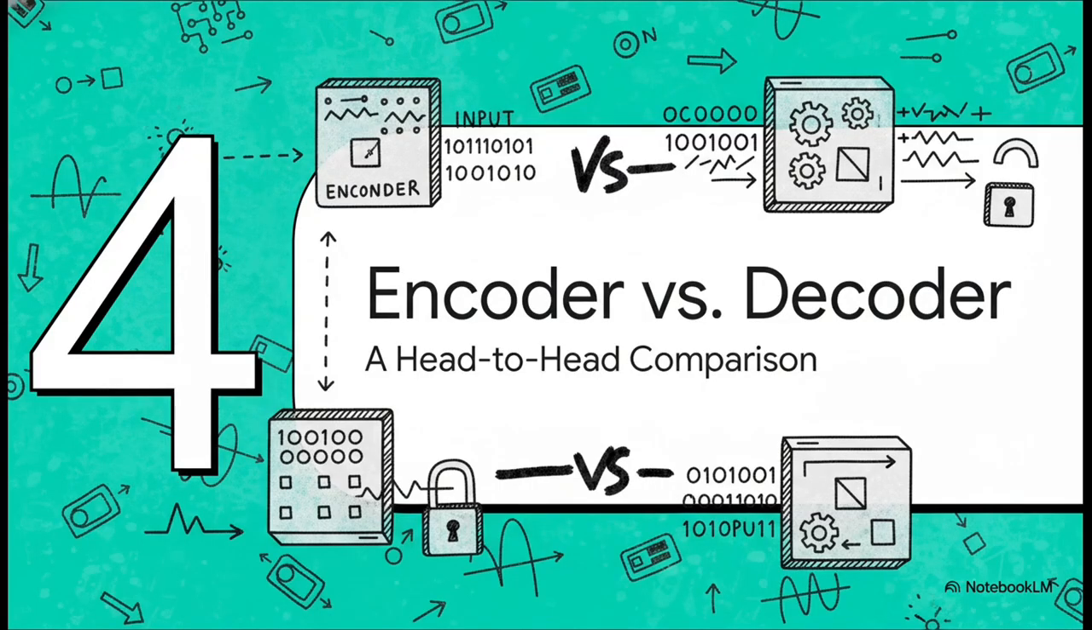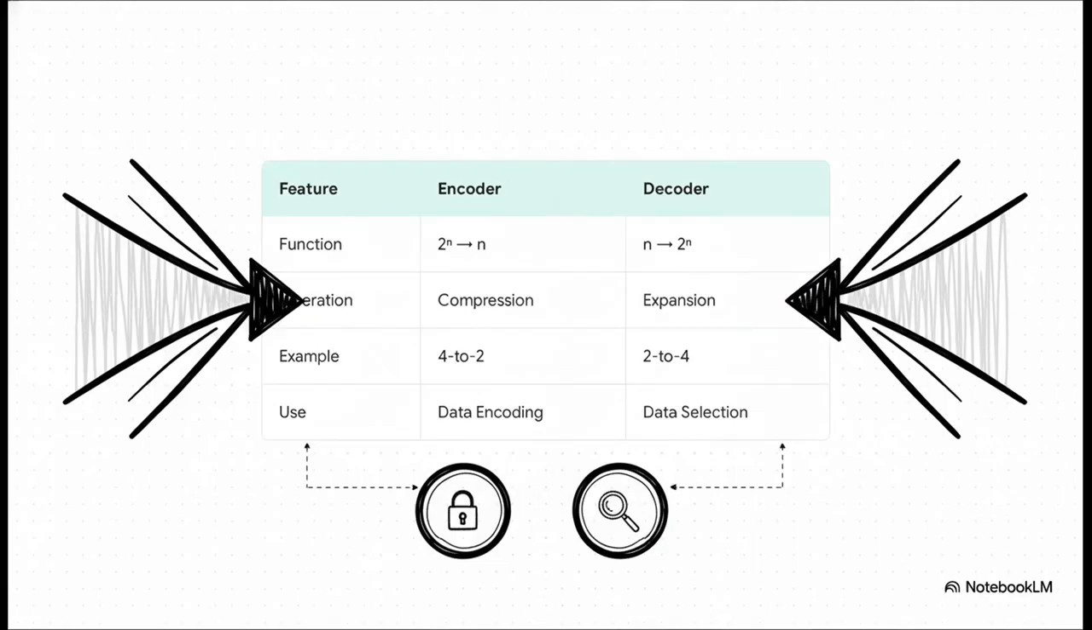All right, we've met our two main characters. So now let's have a little fun with an encoder versus decoder showdown. We'll put them head to head so their differences are crystal clear. So here it is, the tale of the tape. You can see they're perfect opposites. The function is completely reversed. One is all about compression, the other is all about expansion. You could say an encoder is used for creating a code, while a decoder is used for understanding and acting on that code. They really are just two sides of the same digital coin.